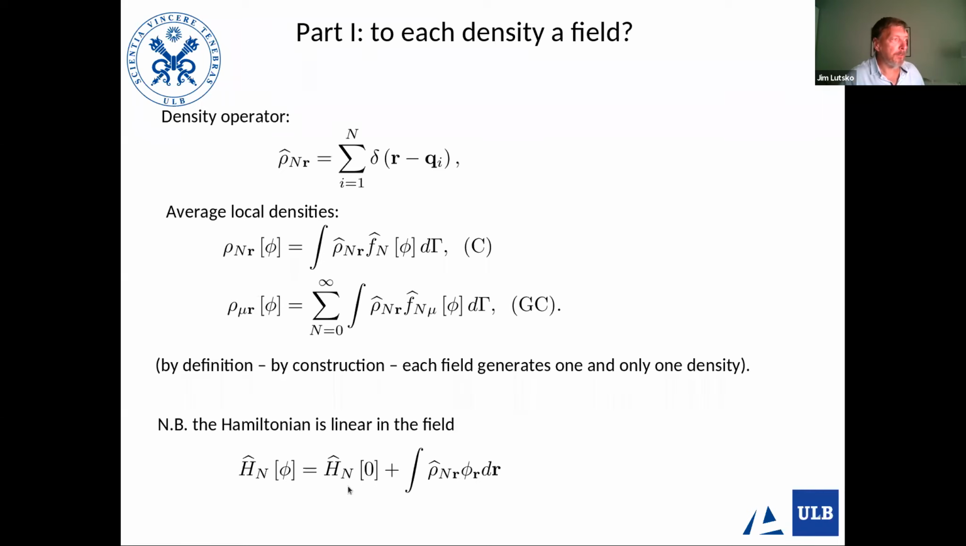I also remind you, because it will be used a lot, that the Hamiltonian is linear in the external field. You can write it in this form, an integral over this phase function times phi of r dr, because this just gives you the sum of the one-body potential evaluated at each particle position.